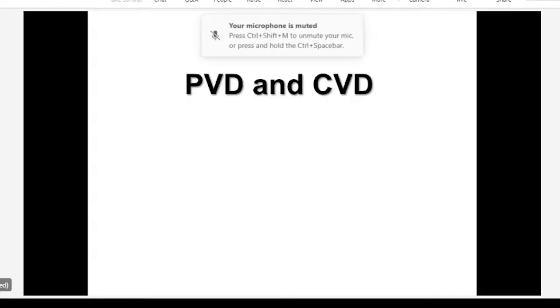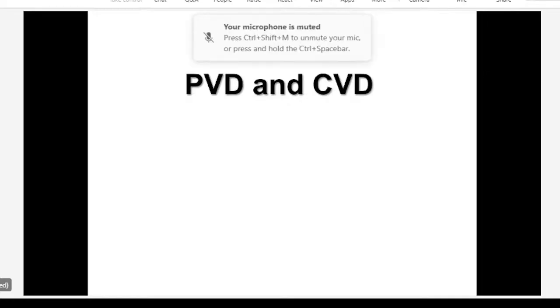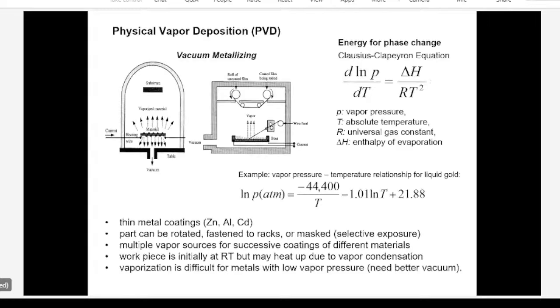So let's move on to another coating process. Let's look at the physical vapor deposition and chemical vapor deposition process, PVD and CVD, very commonly used methods. So one example of a PVD process is vacuum metallizing, which is simply heating and evaporating the coating material under high vacuum and letting the coating vapors deposit on a substrate. So that is a process called vacuum metallizing.